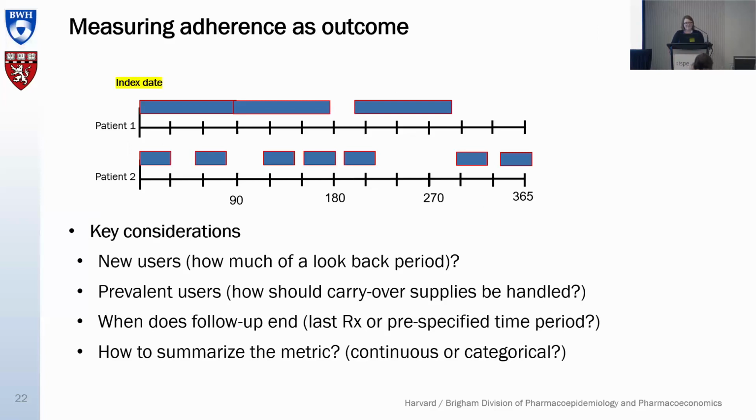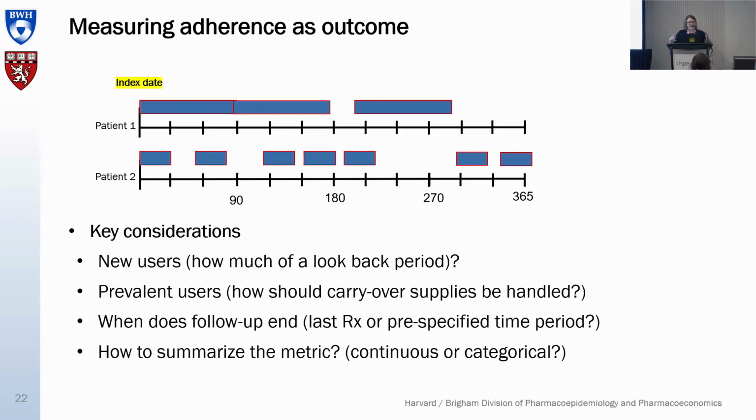Okay. So now we get into the fun. Typically, as adherence researchers, we're interested in measuring adherence as an outcome. Say, for example, the relationship between race and ethnicity and adherence as an outcome. So that's the way that we might set this sort of study up.